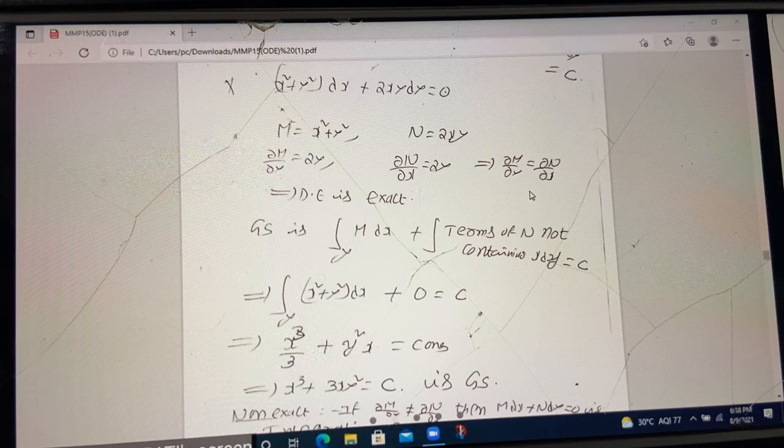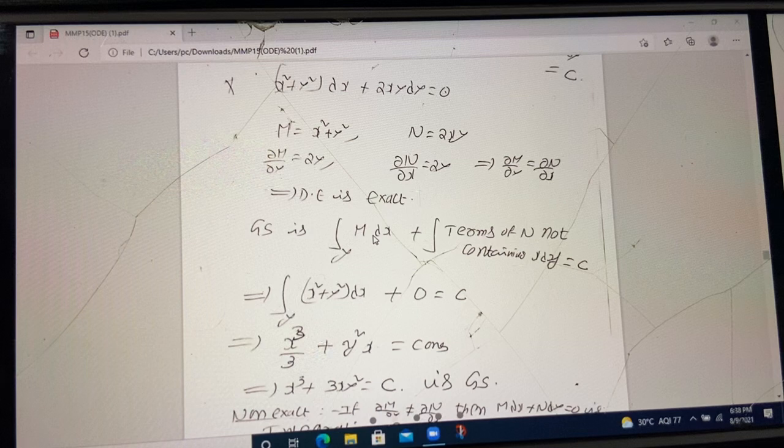The differential equation is exact. What is the general solution? Integral of M dx, regarding y as constant, plus the terms of N not containing x into dy, equal to constant. What is meant by this? It is simple. We are integrating with respect to x regarding y as constant. This is the symbol for partial integration. You have seen partial differentiation, these are called partial derivatives. Partial integration is with respect to x regarding y as constant.